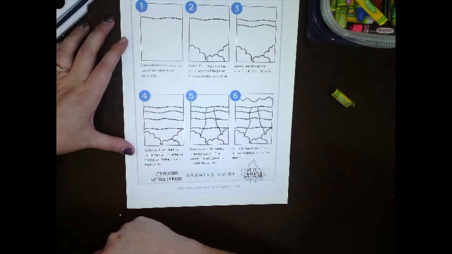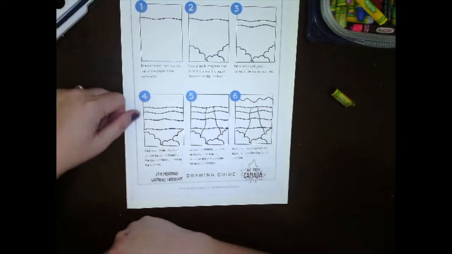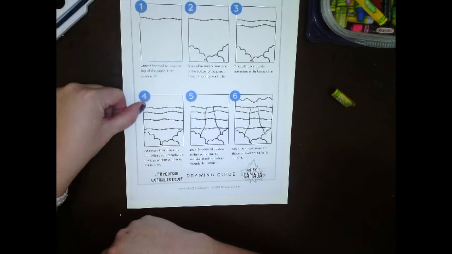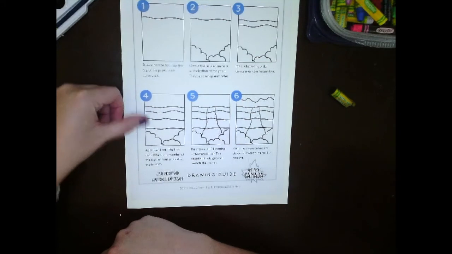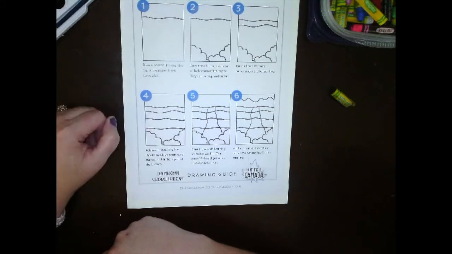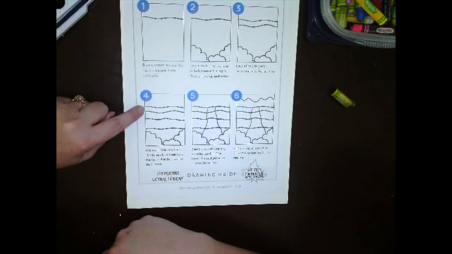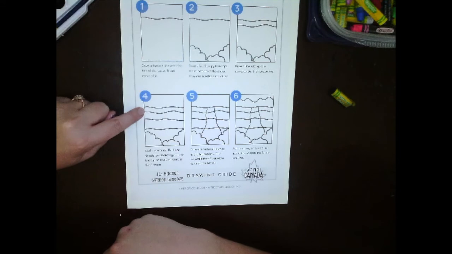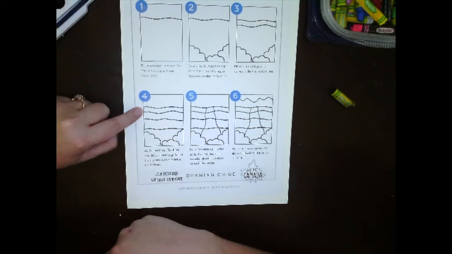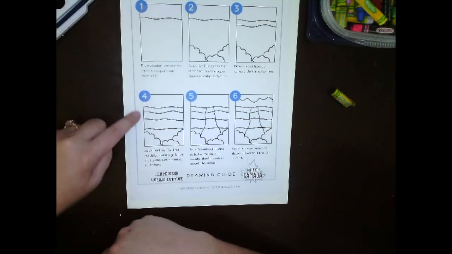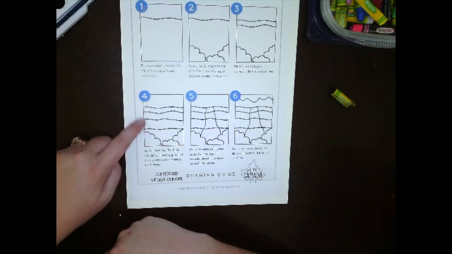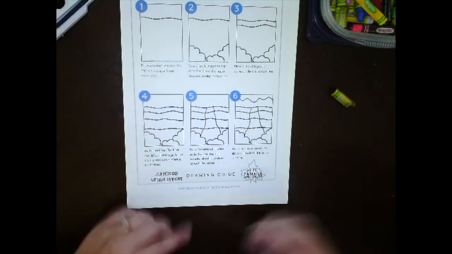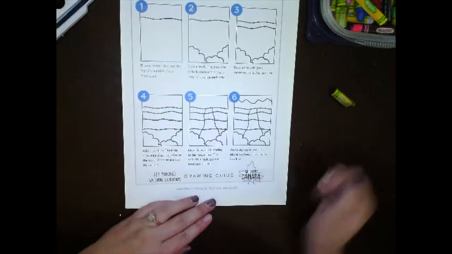So number 4, add more lines. The lines should be closer together at the top and further apart at the bottom. So let's count how many lines. We have 1 for the horizon line, 2, 3, 4. So you should have about 4 lines. And look at the spacing, right? Remember, it says towards the top of the horizon line, the spaces between the lines are smaller, and then as you go down, they get a bit wider or further apart.